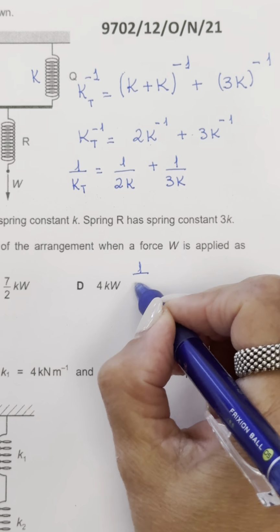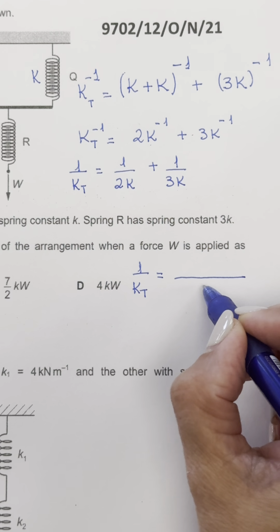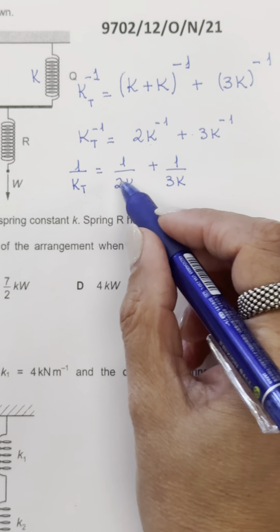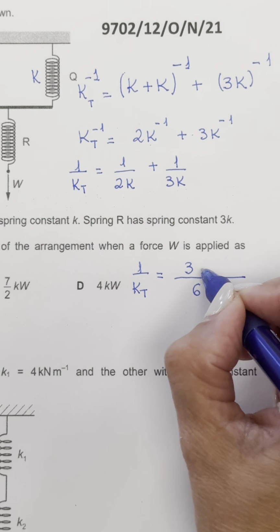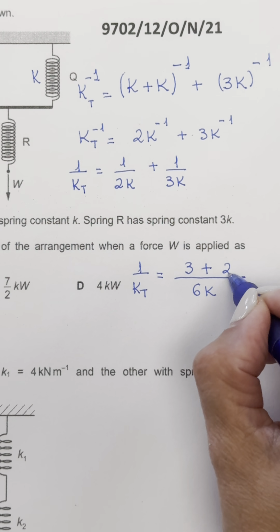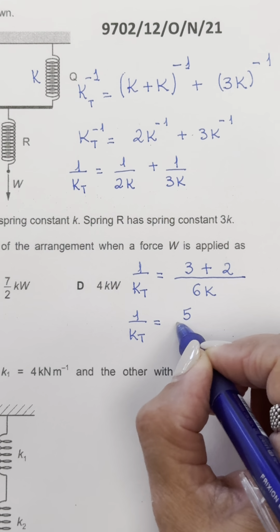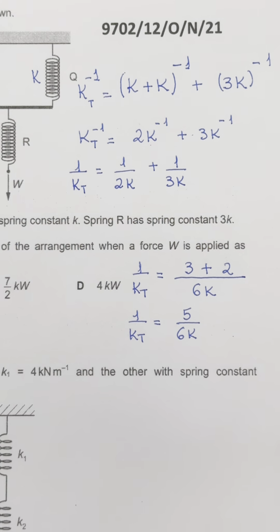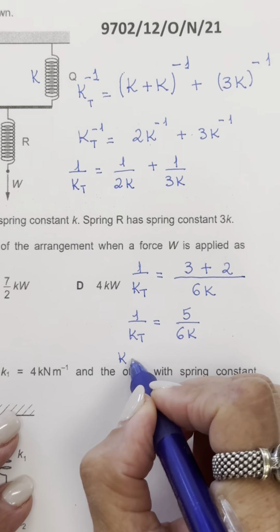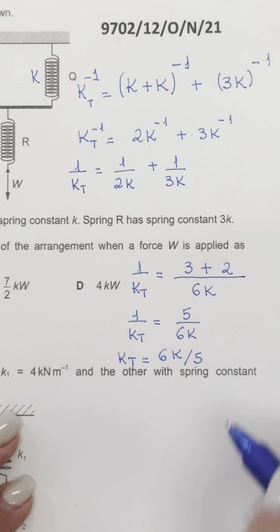So 1 over KT is equal to, the common term here is 6K, and 6K divided by 2K is 3, plus 6K divided by 3K is 2. So here we have 5 over 6K. I'm going to flip both. So KT is 6K over 5.